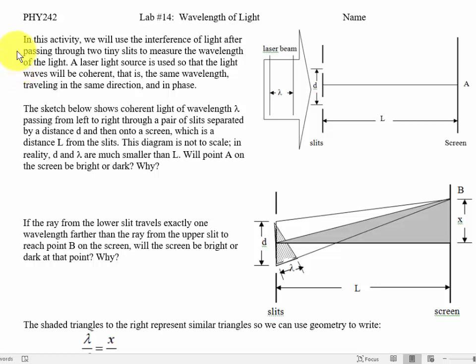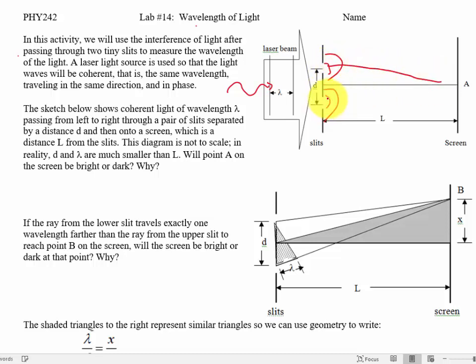Okay, this is the simulation for the wavelength of light lab, and essentially what we would normally do is we would shine a laser beam, a monochromatic source of light to be technical, onto two slits. These two slits then act like sources, proving that light is definitely a wave, not a particle, and it will constructively and destructively interfere with itself.